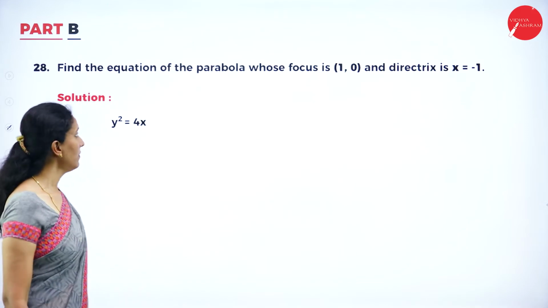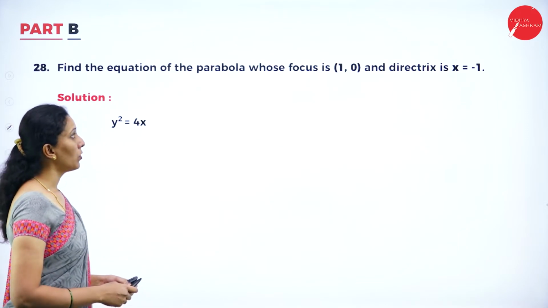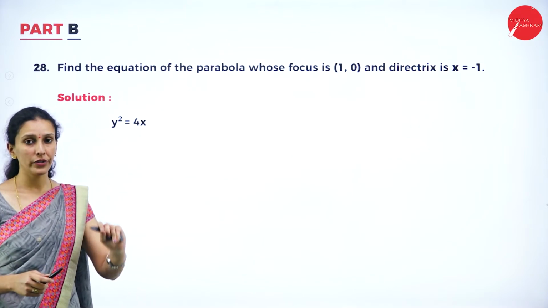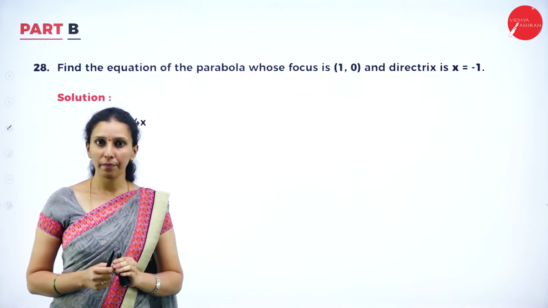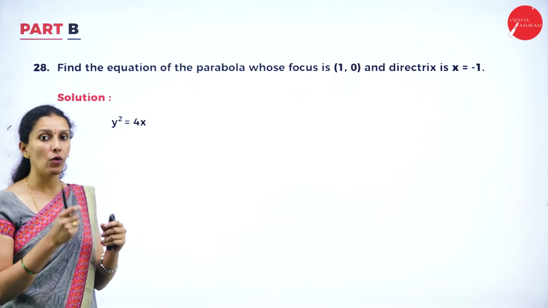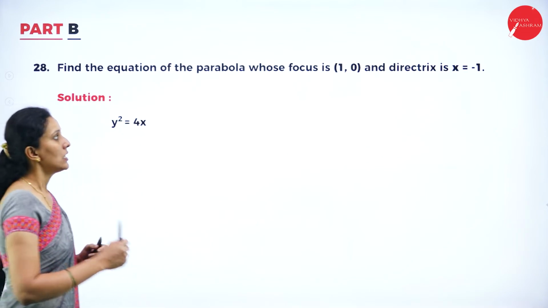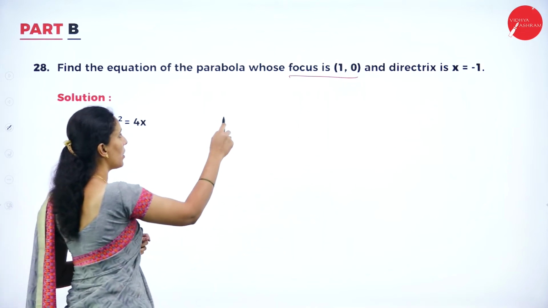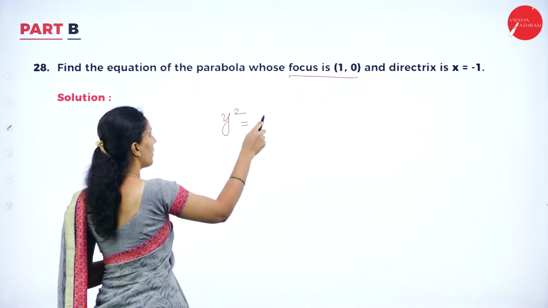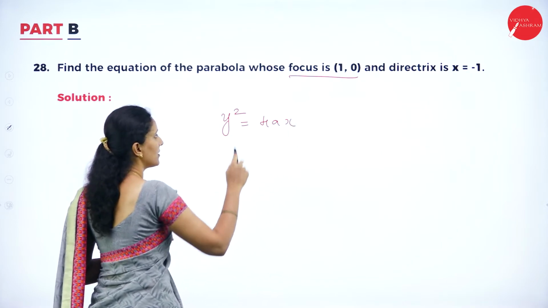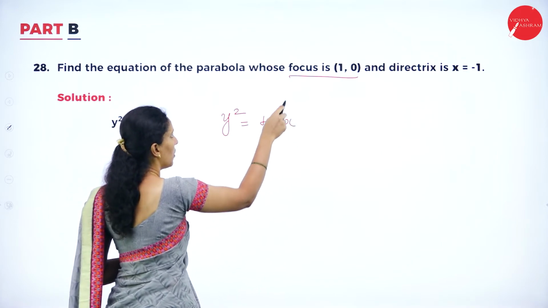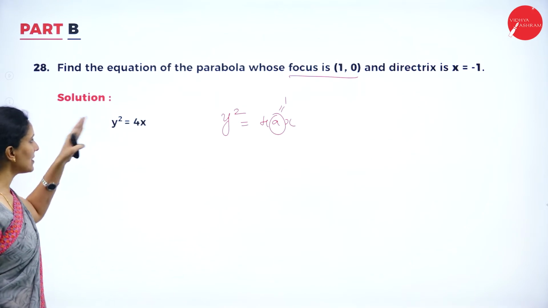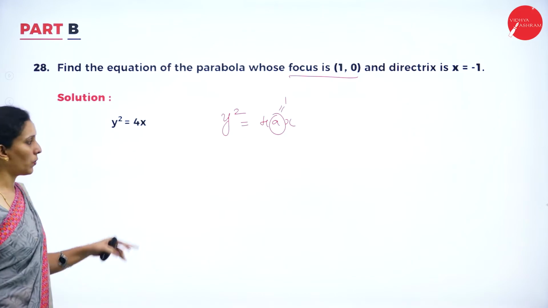Next we have: find the equation of the parabola whose focus is (1, 0) and directrix is x equal to minus 1. Learn all the standard equations of parabola. It's very easy to identify what type of parabola they have given. Since here the focus lies on the positive x-axis, the standard equation of the parabola is y square is equal to 4ax, and a they have given as 1. So when you substitute in the standard equation, the equation of the parabola is y square is equal to 4x.